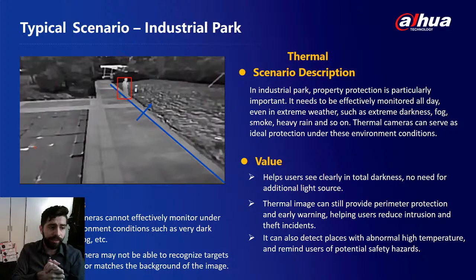The value is that we can help users see clearly in total darkness, with no need for an additional light source. The thermal image can still provide perimeter protection and early warning, helping users reduce intrusion and theft incidents. It can also detect places with abnormally high temperature and remind users of potential safety hazards. For example, if there is a change in the thermal temperature, a high temperature could be a fire. So this is the recommended solution.